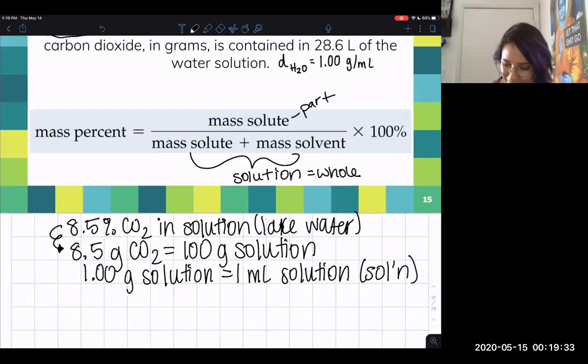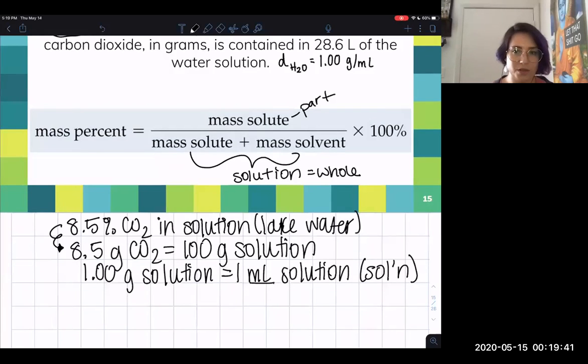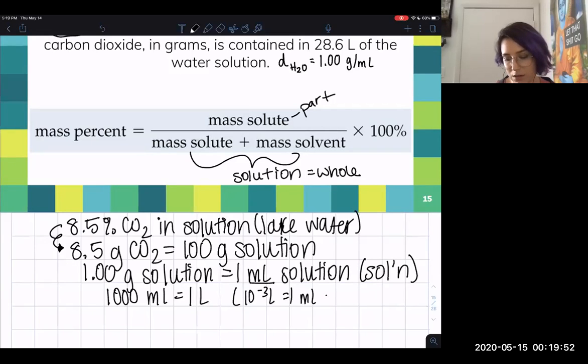S-O-L-N. There we go. You can abbreviate that way if you want to. So I have some conversions there. And then I can see here that I have milliliters of solution, but they give me liters, so we need a conversion there. I'm going to use 1,000 milliliters of solution as 1 liter. You can use 10 to the negative 3 liters as 1 milliliter, or you can use 10 to the positive 3 milliliters as 1 liter, whatever you have memorized.